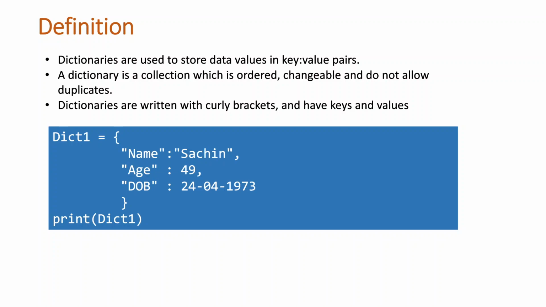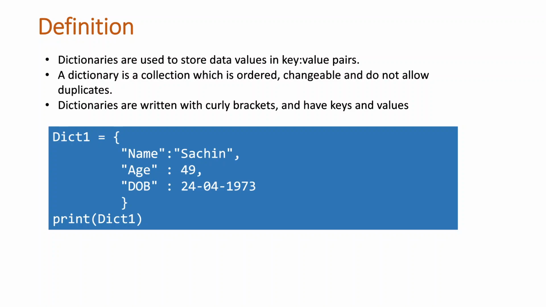When we say that dictionaries are ordered, it means that the items have a defined order and that order will not change. When we say it is unordered, it means the items do not have a defined order, and you cannot refer to an item by using an index. In the list videos, you used an index to access the items present in the list. Similarly, you cannot use an index here. That's what we mean by ordered and unordered in a dictionary.